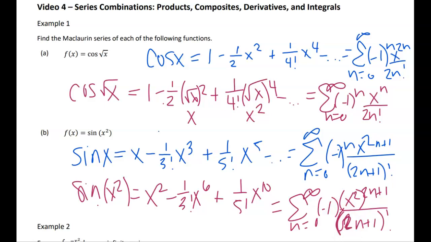And then what would that be? That would end up being x to the 4n plus 2. And let's see, when I plug in 0, I get x squared. When I plug in 1, I get x to the 6th. When I plug in 2, I get x to the 10th. Yep, that is our pattern there.